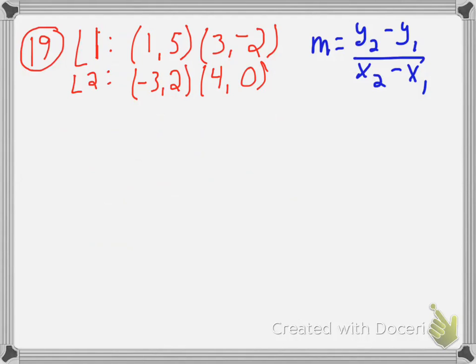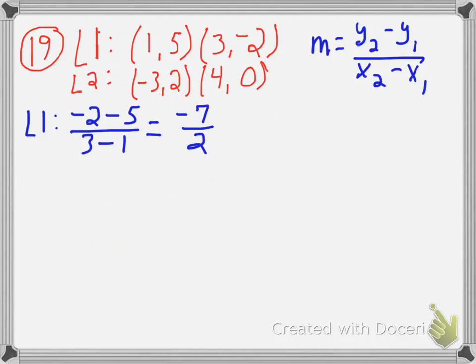So I'm going to start with number 1. My L1 is just going to be y minus y, so that's going to go negative 2 minus 5, and then 3 minus 1. Negative 2 minus 5 is a negative 7. 3 minus 1 is 2. So my slope there is a negative 7 over 2, since it will not reduce. That's my slope for line 1.